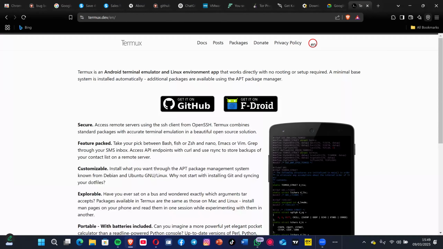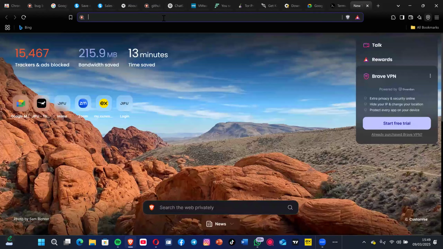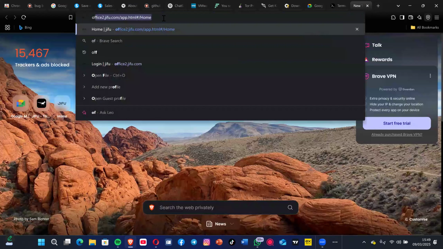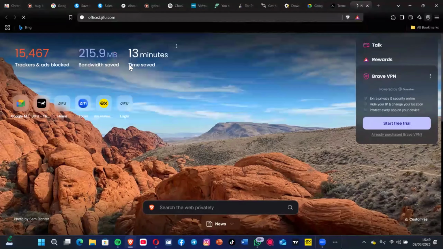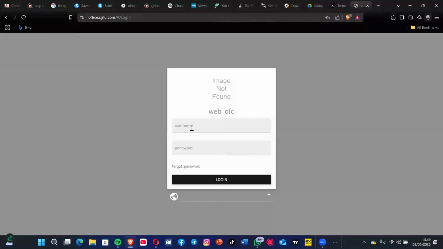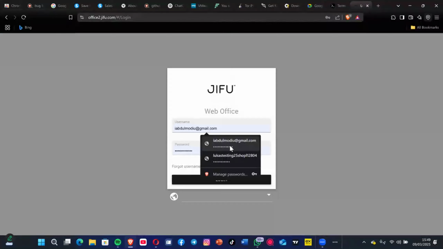Let me go to my settings. So this is how you go about it. The first thing you want to do, I hope you are seeing my screen, right? Yeah, I can see your screen. Yeah. So you type in office2.jifu.com. That is where you log into your back office. So now you log into your back office.